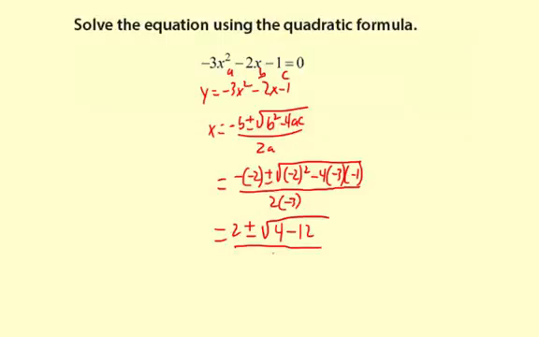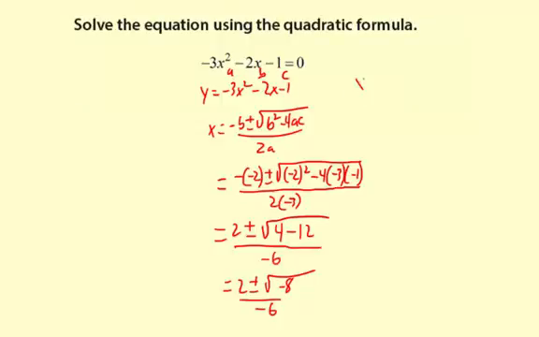So 2 times negative 3 is negative 6. So that equals 2 plus or minus the square root of 4 minus 12, that's negative 8, all over negative 6. Notice we have the square root of negative 8. That means we are going to have imaginary solutions. That's good because based on our graph on the calculator, that was the prediction.